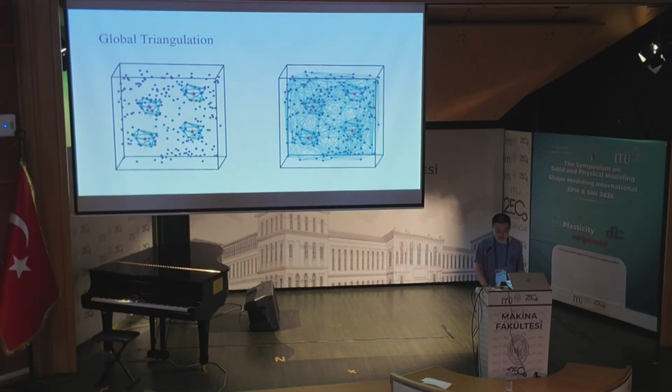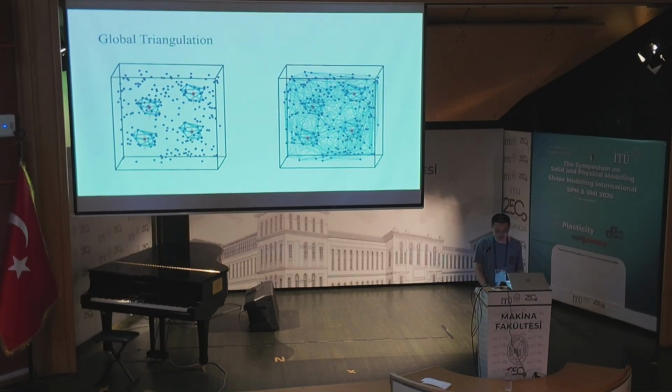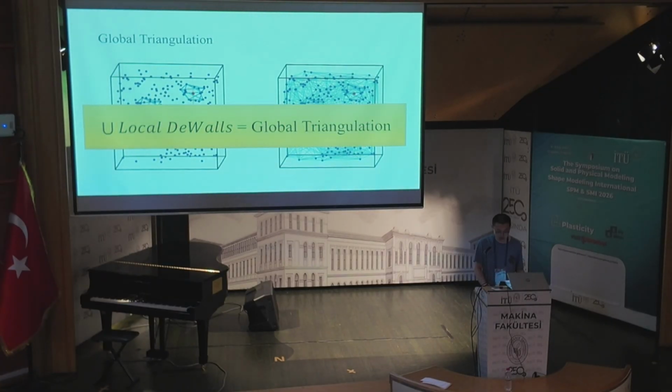For each Delaunay tetrahedron, we sort its 4 vertices by X coordinate. Then this tetrahedron will be found in the local DeWall of the middle vertices. So every tetrahedron in the global mesh will appear in some local DeWall, and the union of all local DeWalls is the complete triangulation.